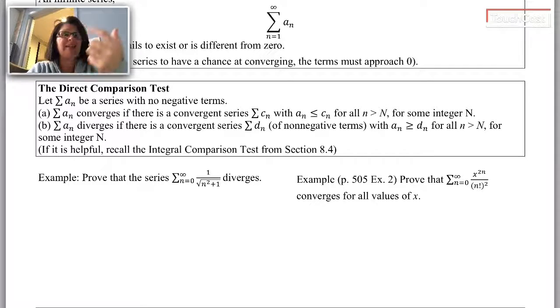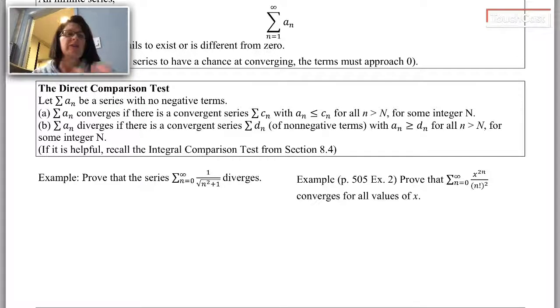If you can find a series that converges, and your series, after maybe some starting values, once you get to a certain number of terms, is always smaller term by term than the series that you know converges, then your series must also converge. Or if you know a series that diverges and you have a series whose terms are term by term bigger, then your series must also diverge.